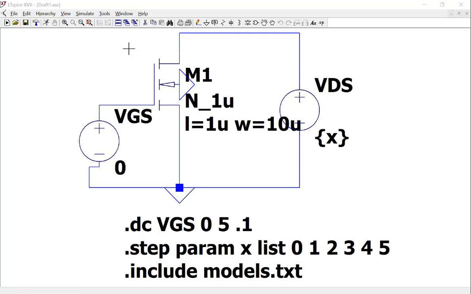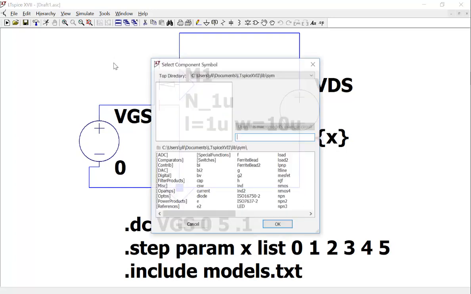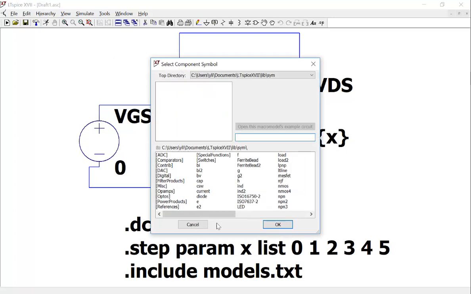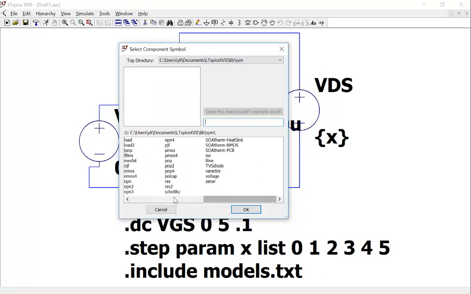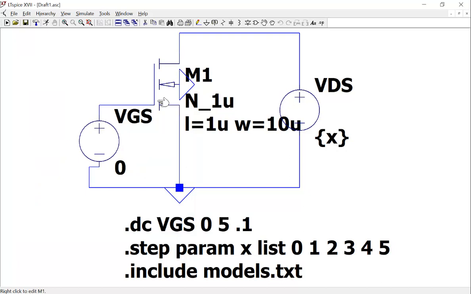If you want to grab an NMOS over here, press F2. F2 will open up this library, and you slide this to the right hand side. You can see there are a few options for the transistors. The ones we are going to use are NMOS 4 or PMOS 4. The 4 stands for the 4 terminals. So P-type MOSFET or N-type MOSFET, but with 4 terminals, which means the drain, gate, source, and body.